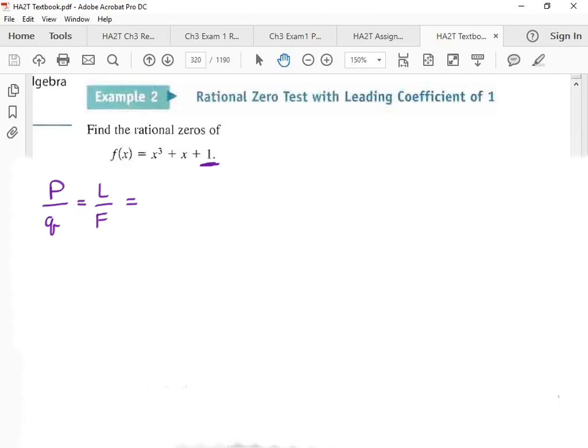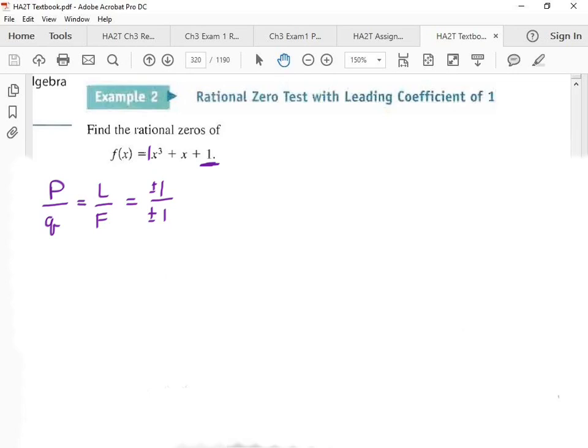What are all the factors of 1? 1. Yeah, 1. Yay. But you could also go -1 times -1, right? So it's actually positive and minus 1. So whatever factor you find, make sure you do positive and minus. And then the Q is the factors of the first term. That's the leading coefficient, and that's a 1. So that's the same thing, plus or minus 1.